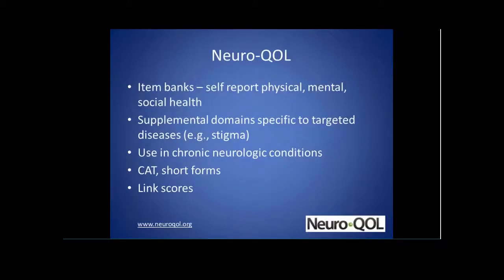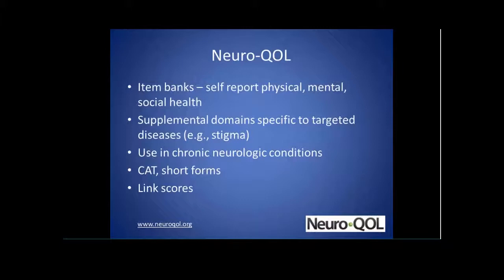For NeuroQual, NeuroQual was also focused on developing item banks for self-report in physical, mental, and social health. It also included supplemental domains that were targeted for specific diseases, and one example is stigma, so issues that might be unique in, or more common, I should say, in neurologic conditions. So unlike PROMIS that focused on broad use across all chronic conditions, NeuroQual focused on broad use within chronic neurologic conditions. So, for example, Parkinson's, epilepsy, stroke, ALS.